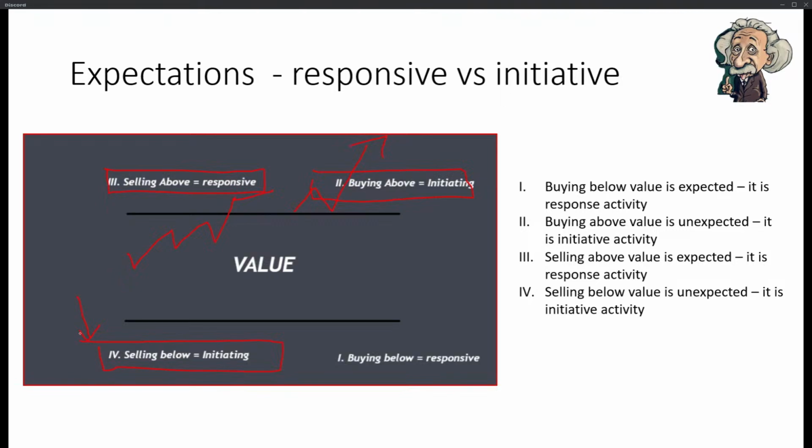Well, I'm just asking you, if something goes below value, let's say you're looking for shoes, and they were $500 before and they dropped them to $50, are you going to look to sell more of your inventory at $50? Would a seller do that? No, the seller would not do that. You would probably snatch up as much inventory as you can, and then sell it at the top or above the value. Buying is expected below the value because that's responsive, because you're getting buyers to find value.